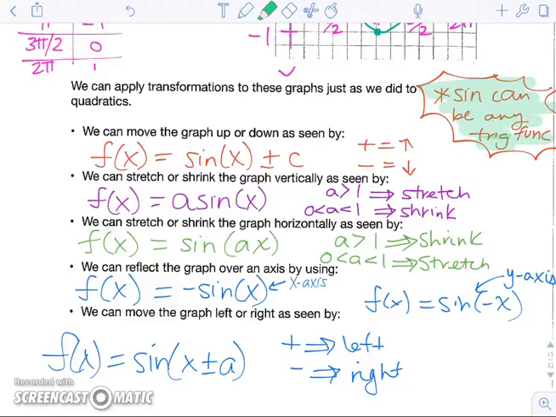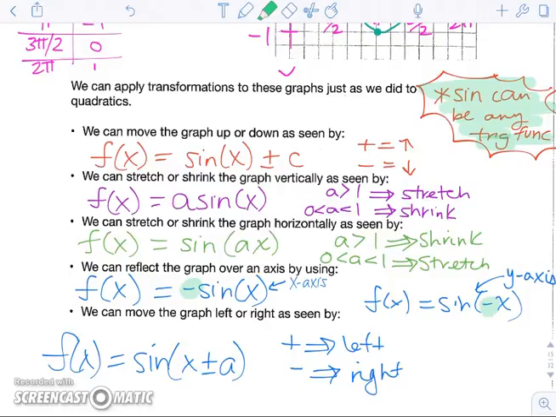Next is a reflection. A negative outside of the sine function, right here, means it's a reflection over the x-axis. We're negating the y value here. We're negating the entire sine function, as opposed to f of x equals sine of negative x, which is a reflection over the y-axis. We're just negating the x value there.